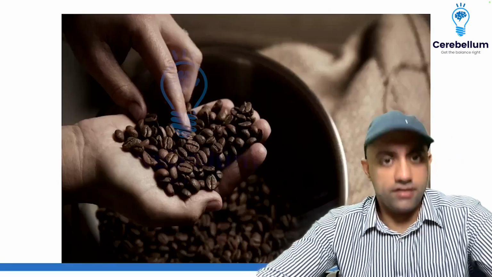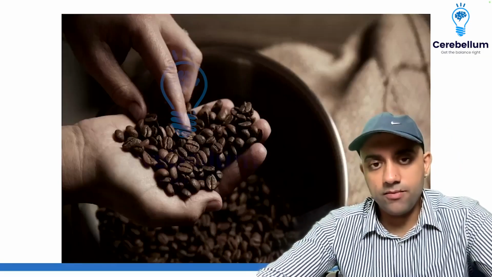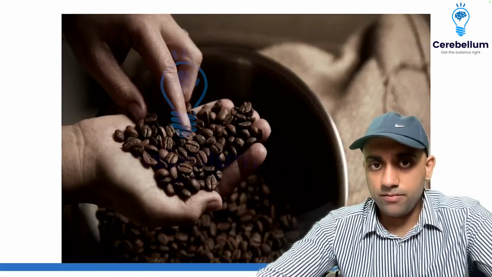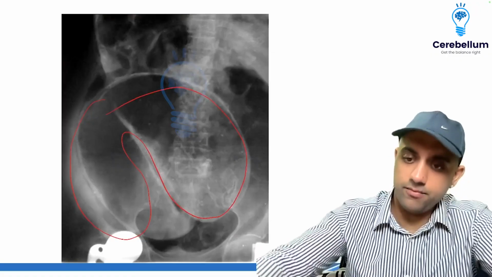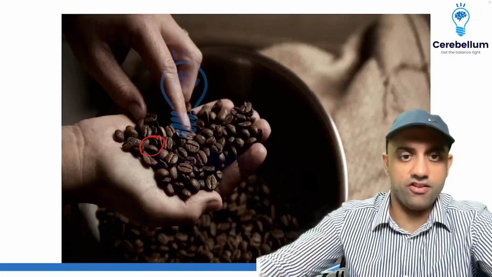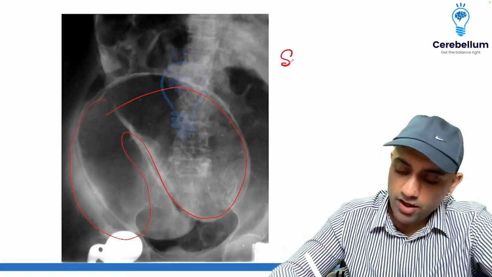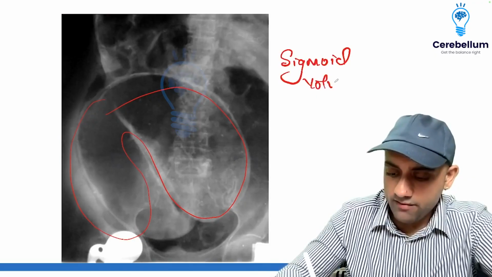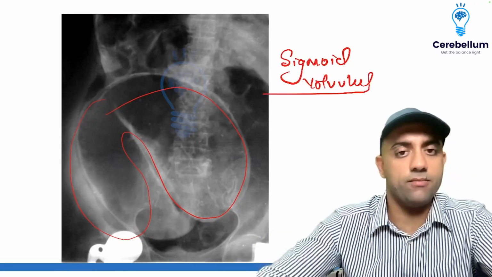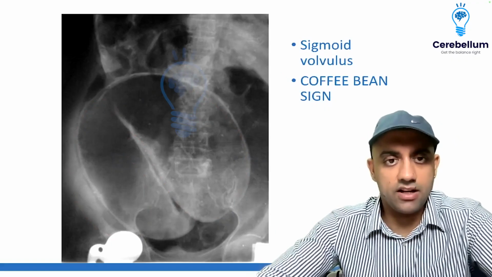Yes, very nice question. This is a coffee bean, and this is the other coffee bean. So where do you see the coffee bean sign? You will see the coffee bean sign in sigmoid volvulus. Remember that. Coffee bean sign. That's it. Sigmoid, simple one-line answer.